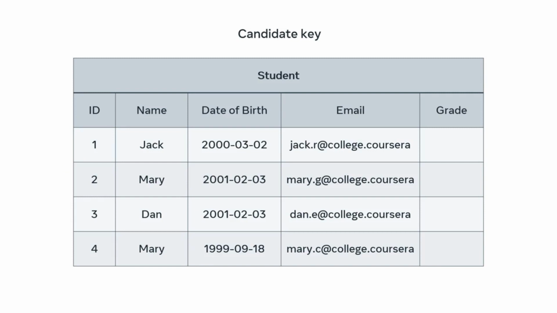In this example, there are two possible candidate keys, the student ID and the student email. Both columns contain a unique value for each student, so either one can be used as the primary key. Let's assign the student ID as the primary key. Whichever column you reject as the primary key becomes the alternate or secondary key. In this instance, the email column is the secondary key.